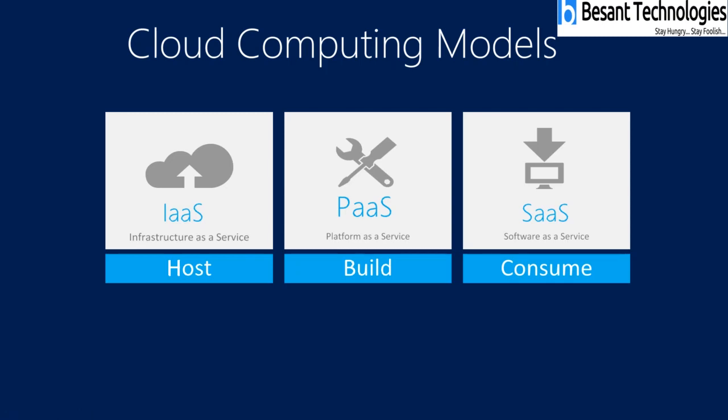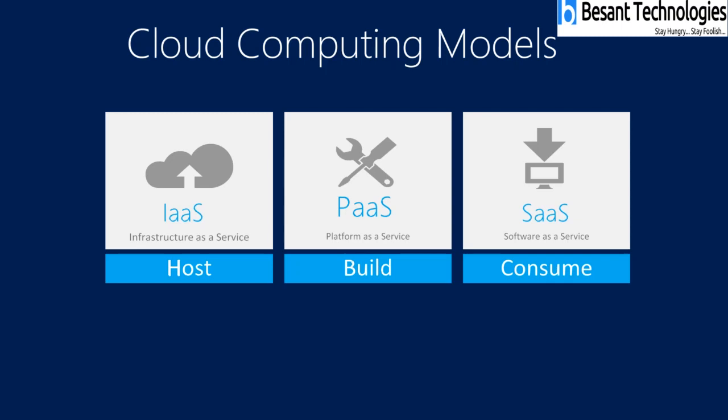IaaS, infrastructure as a service, in a single word, is a host for your infrastructure. It is hosting your infrastructure requirement in the cloud. Then comes PaaS, platform as a service. It fulfills your requirement for building any application on the cloud. It will give you a platform to build your services, build your application programming interface, or develop your application.